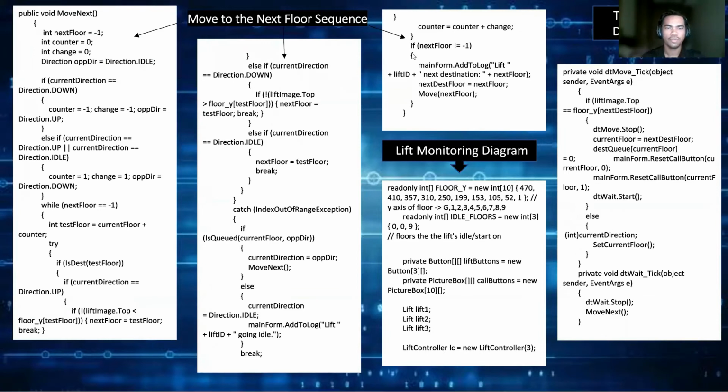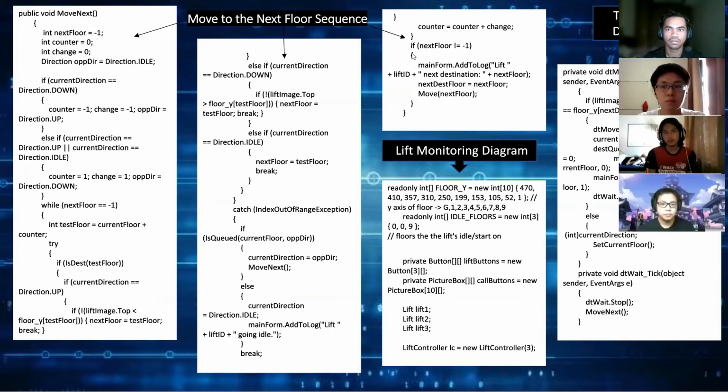So now we move to the next floor sequence program. Starting at the public void move next, we will give an integer for the next floor, counter and change. If the current direction is moving down, the integer for counter and change will change to -1, while the opposite direction is up.